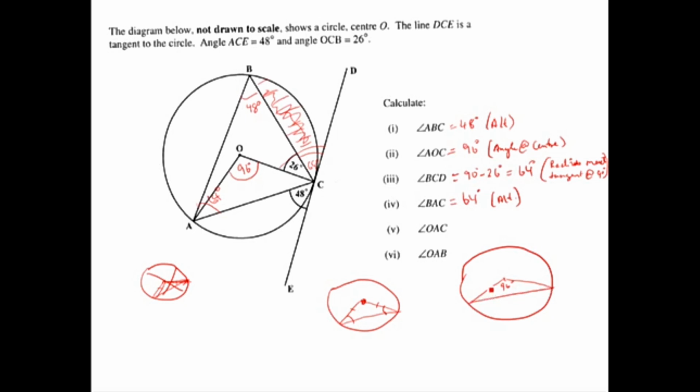And so, we know that this length is the same as this length, because this is a radius and this is a radius. So they are the same length. So this angle here must be the same. And so how can we find that? How could we find that?